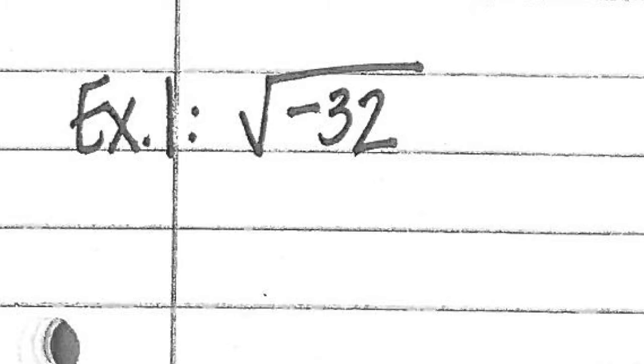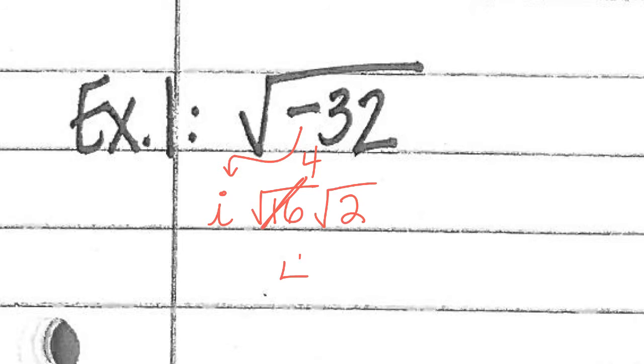I know that this negative can come out of the radical as i, and 32 can break down into 16 times 2. And I know that the square root of 16 is 4. So 4i root 2 is the same thing as the square root of -32.